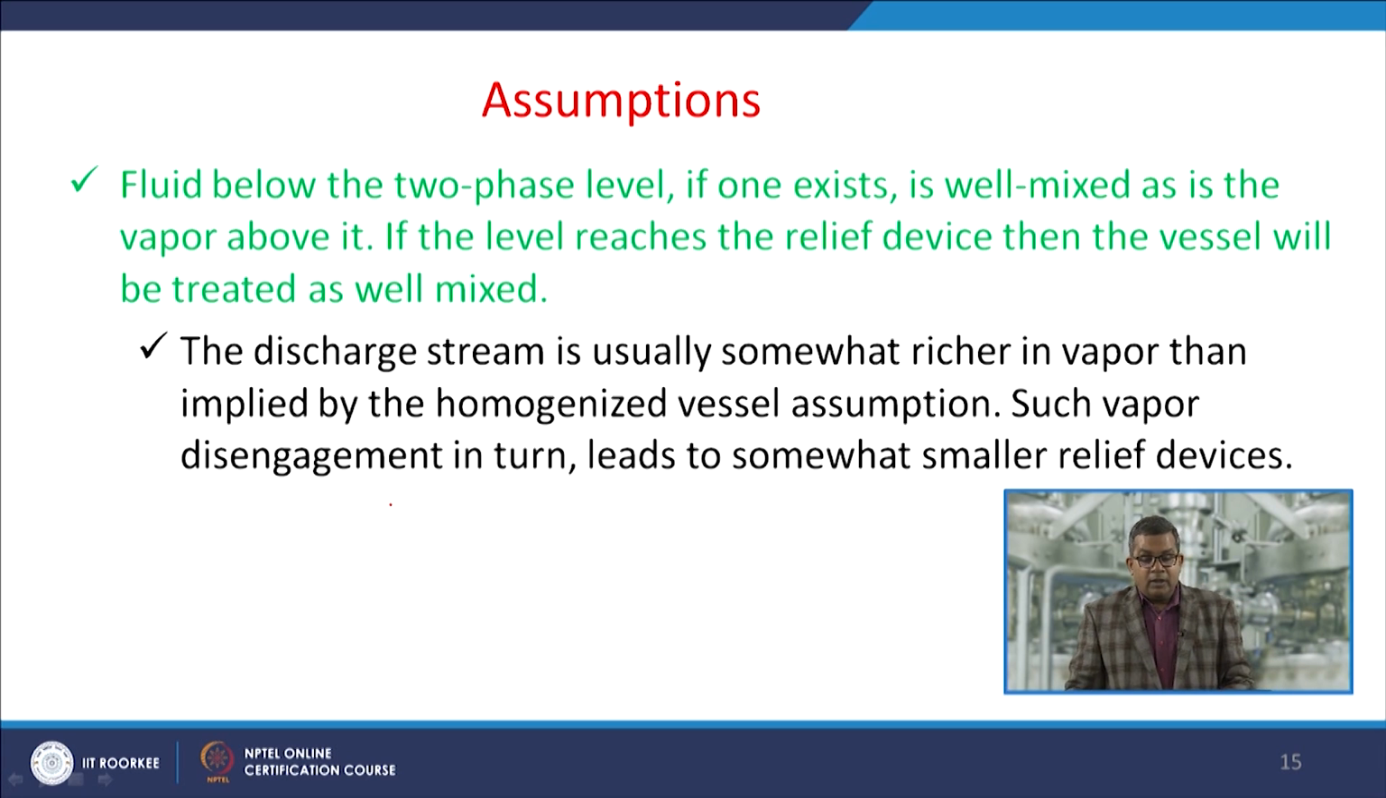So, now let us have a look at those assumptions. The fluid below the two phase level, if one exists, is well mixed, as is the vapor above it. Now, if the level reaches the relief device, then the vessel will be treated as well mixed. Now, the discharge stream is usually somewhat richer in vapor than that implied by the homogeneous vessel assumption. Such vapor disengagement in turn leads to somewhat smaller relief devices.